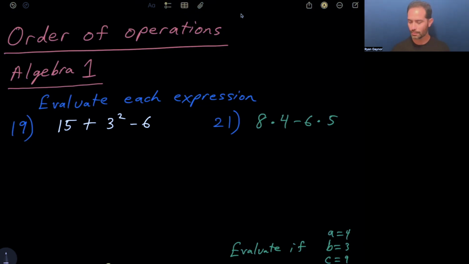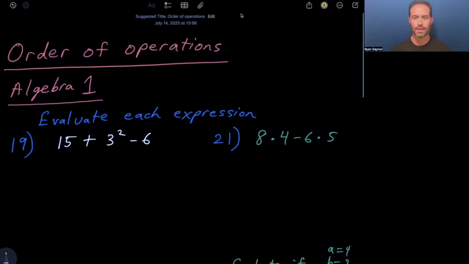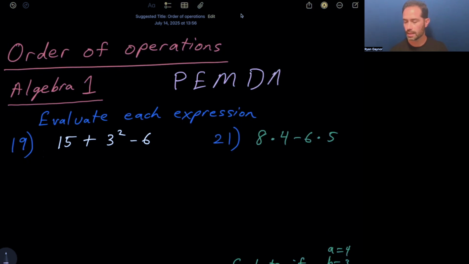So, here we go. Order of operations. Well, what are they? Let's just do a quick recap before we jump into this first example. Order of operations is the famous acronym PEMDAS. P-E-M-D-A-S. What does it mean? It means parentheses first. So if there are parentheses, then we do whatever is inside them first. But inside the parentheses, you still have to follow the order of operations.